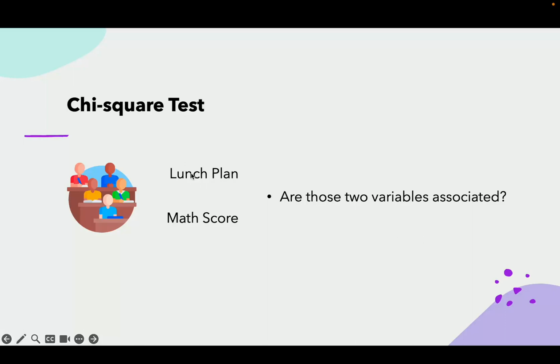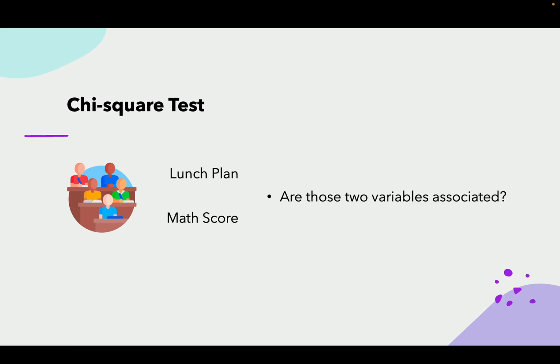In this tutorial, we are going to learn how to conduct a chi-square test in Python. So what is a chi-square test? A chi-square test is a statistical analysis to explore the relationship or association between two categorical variables.